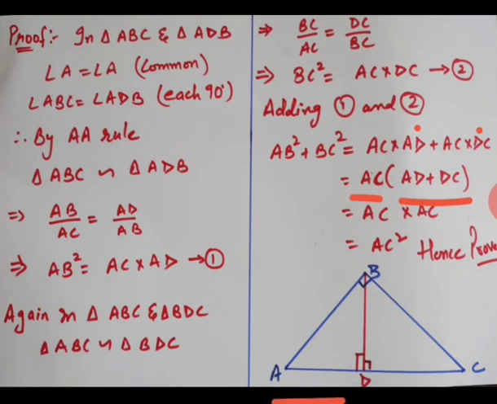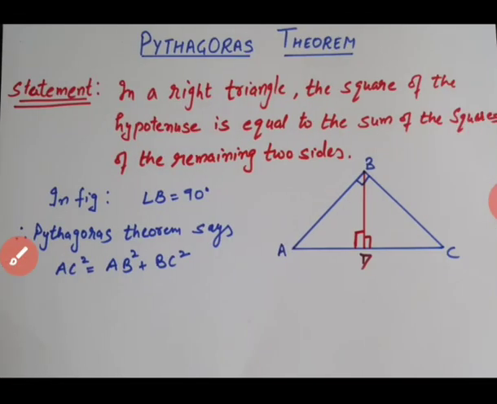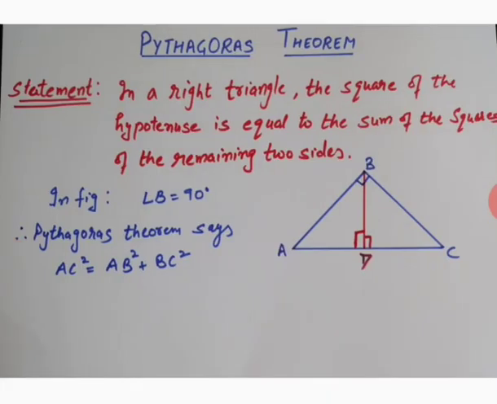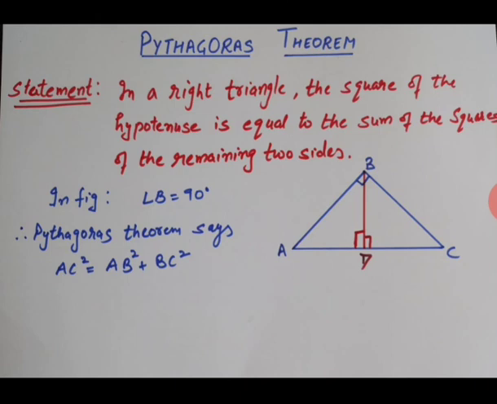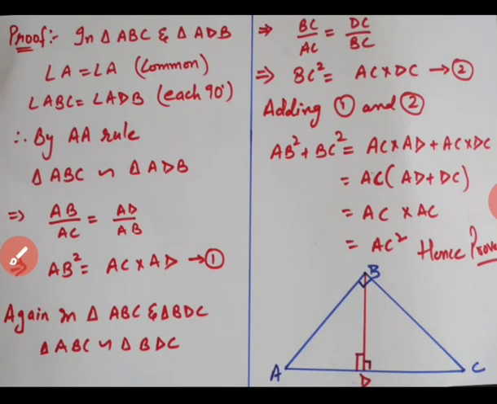And in the diagram, if you see, AD plus DC is AC, right? So we have written here AC. So it becomes AC into AC, which is AC square. So it gives me my solution. See, this is what we needed to prove, that AC square is equal to AB square plus BC square, and this we have obtained here. So that is your solution.